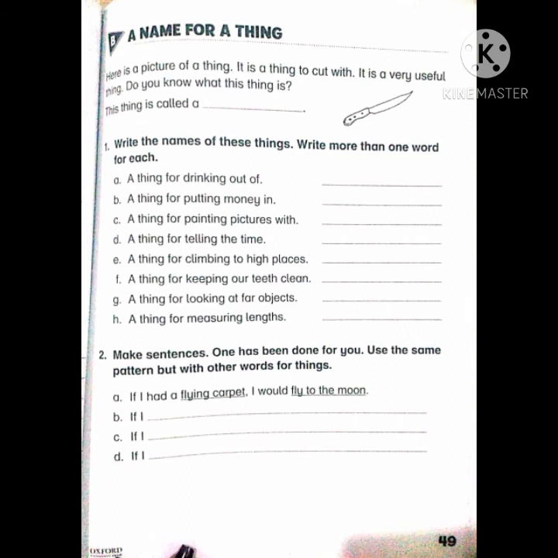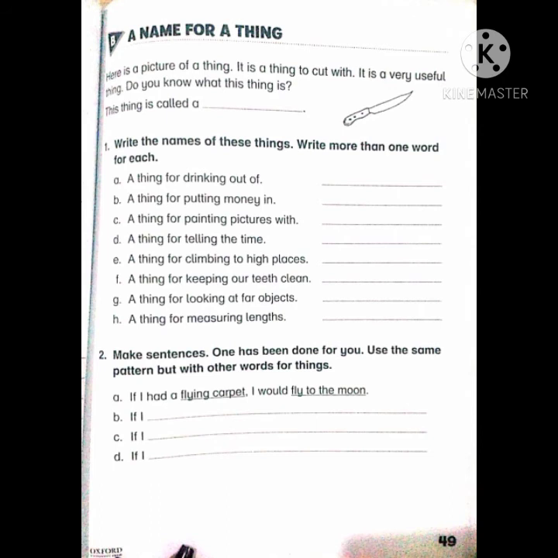Come towards page number 49, part B, a name for a thing. Here is a picture of a thing. It is a thing to cut with. It is a very useful thing. Do you know what this thing is? This thing is called dash. Here you can see a picture, and this picture is the picture of a knife. The first question we have is write the names of these things. Write more than one word for each.